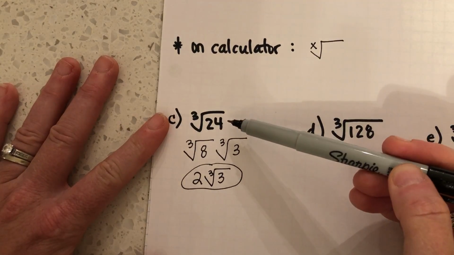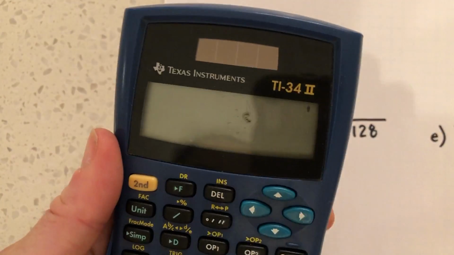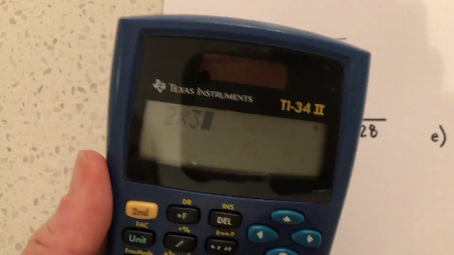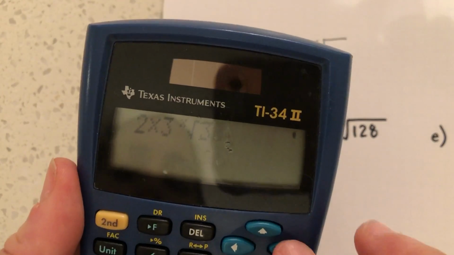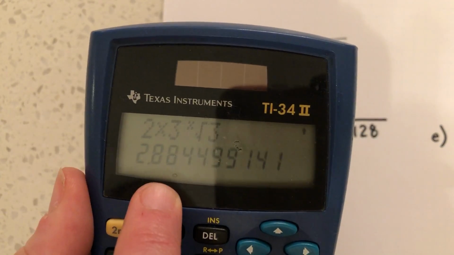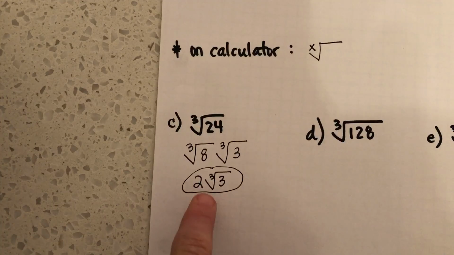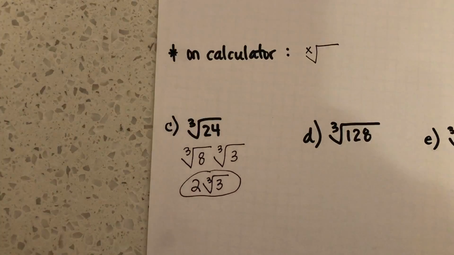Remember we said this is like 2.88? Watch. When you type the simplified version in, 2 times the third root of 3, you get 2.88. You get the exact same answer because this is just the simplified version of that. So that's what you'd want to put as your simplified answer.